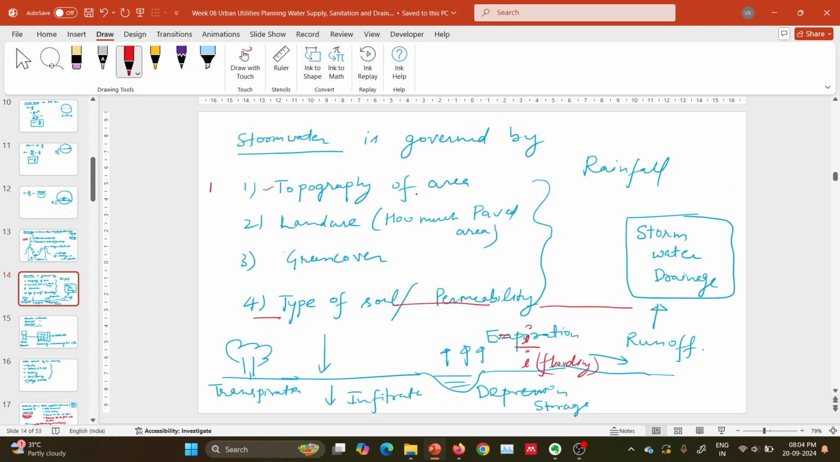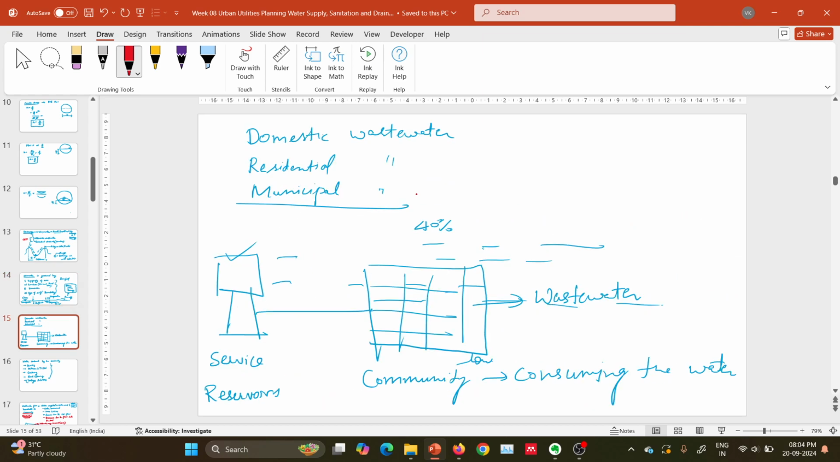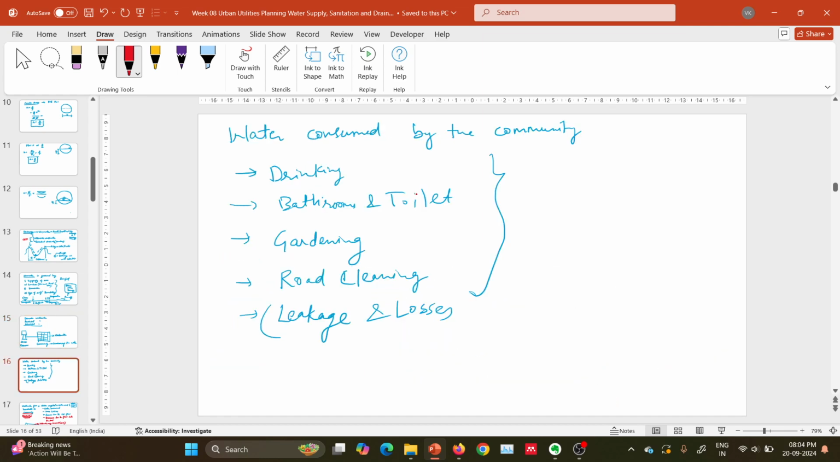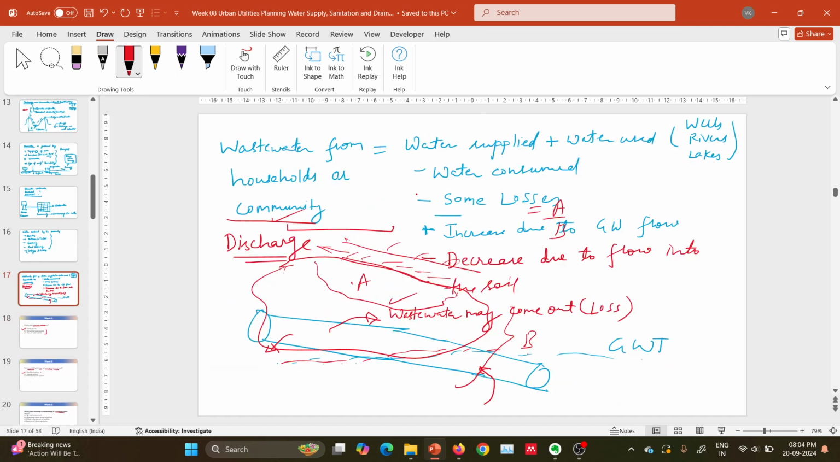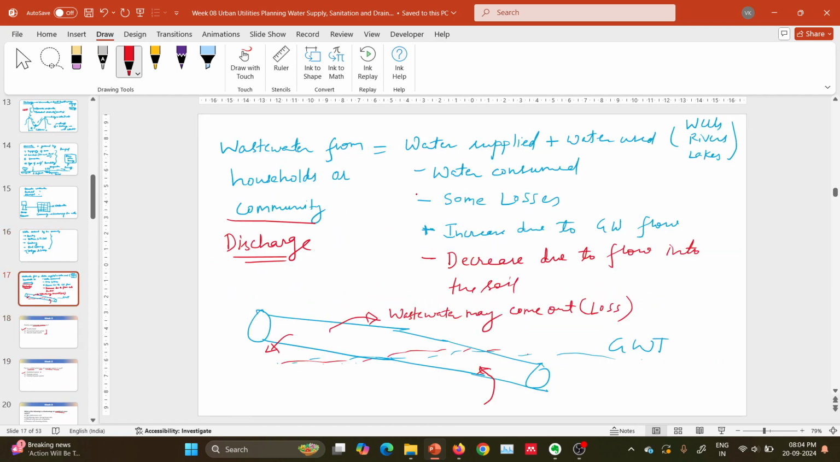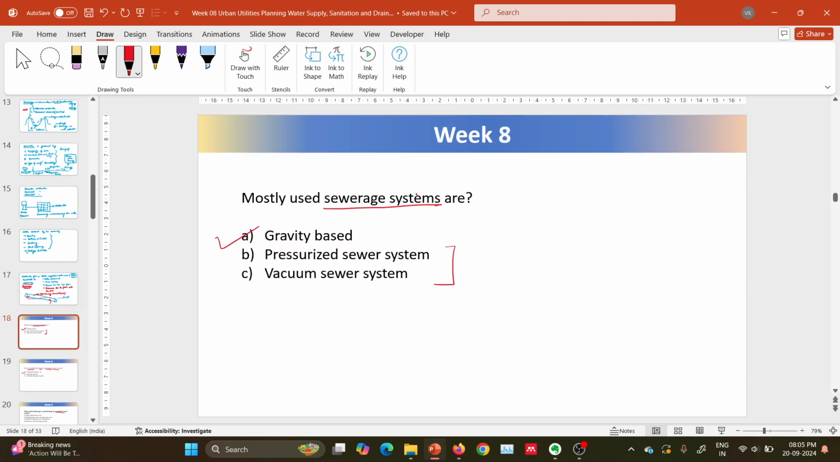We discussed what factors govern stormwater: topography, land use, and green cover. And domestic wastewater is also called by other names, residential and municipal. Then we discussed how the wastewater is produced from the community and how much fraction of it goes into the sewage. And then we studied water supplied, water consumed, and what increment and decrement in the sewage, and then we solved a few questions.